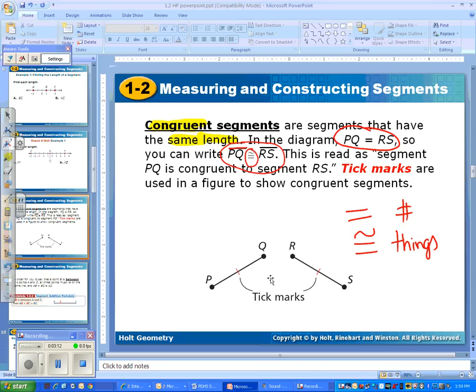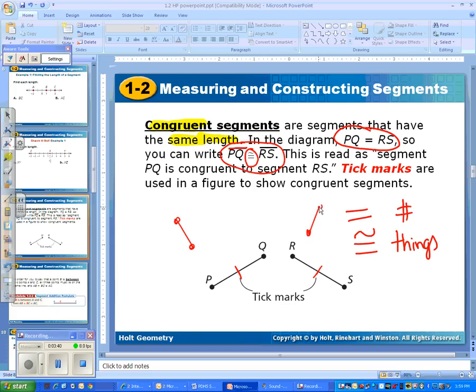In pictures, we use tick marks to show that two things are congruent or are the same length. So this tick mark right here, this red thing, means that line segment PQ is the same length as line segment RS. So that's cool. You don't even need a ruler. You don't need to measure it. You can just trust the tick marks. Which is good, because in my class, I have to draw a lot, and my pictures are never to scale.